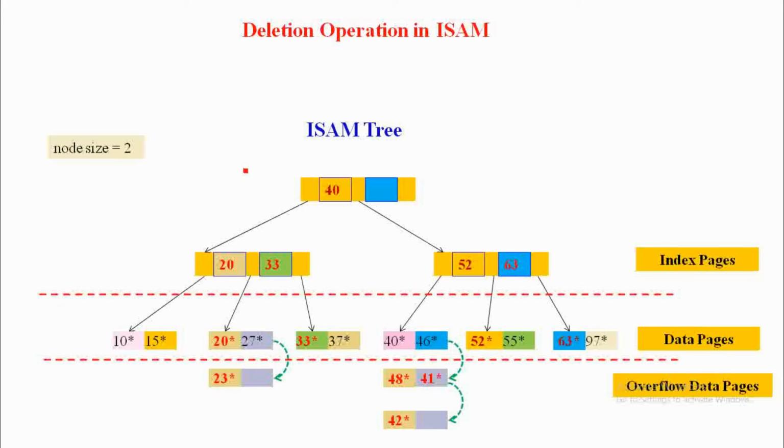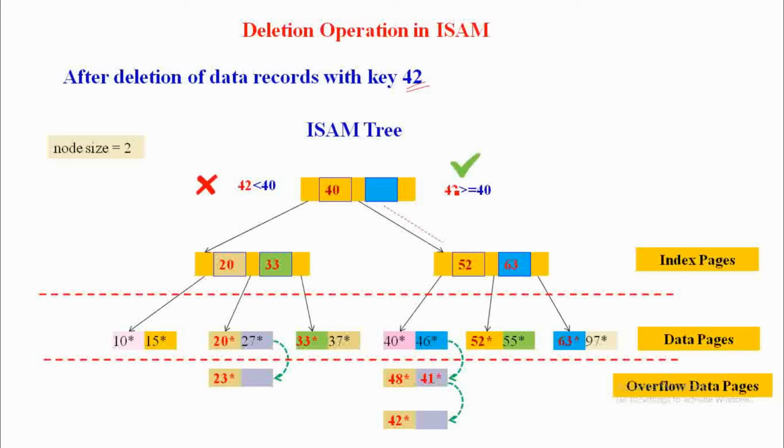Let's now try to delete a record with the search key value 42. What should be the first step? The data page in which 42 is available needs to be identified. So first, the process must start at the root node. 42 is compared with 40. It is not less than 40, but it is greater than or equal to 40. This condition is satisfied, so the process follows the right pointer, and then when it is compared with the next index node, the process follows the left pointer.